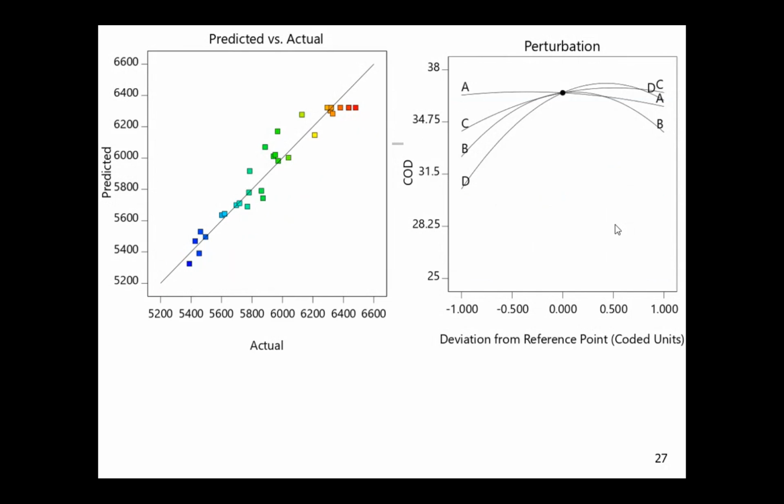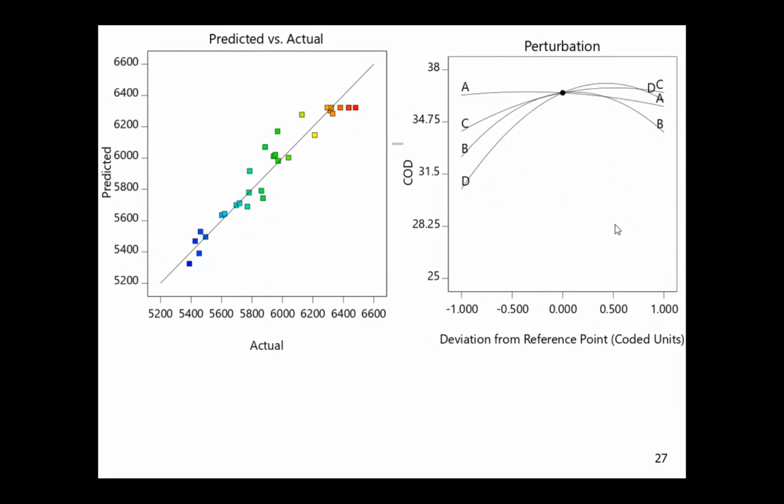The red point indicates that the prediction is not that accurate. While clicking that point, we can identify which experimental run it is. There are 30 experimental runs in this case, so by clicking each and every point, we can identify the corresponding experiment number.